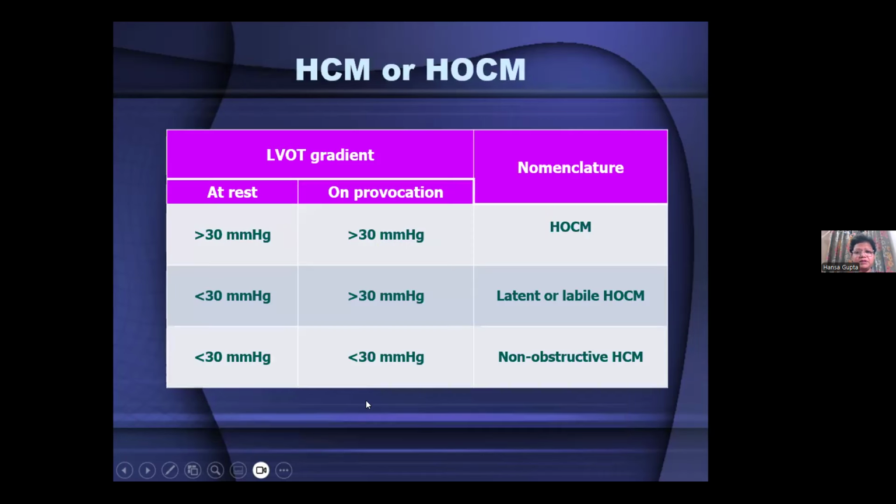Now see, this is the most important slide. See properly the LVOT gradient at rest, on provocation, and how it is labeled. So HCM now turns into HOCM, because at rest and on provocation, the gradient goes more than 30. What is latent? The one which was not having a gradient at rest, but on provocation, the gradient goes more than 30. What is non-obstructive HCM? It is where both at rest and on provocation, we did not get any gradient, meaning less than 30. So 30 is the cutoff. Just keep it in your mind.